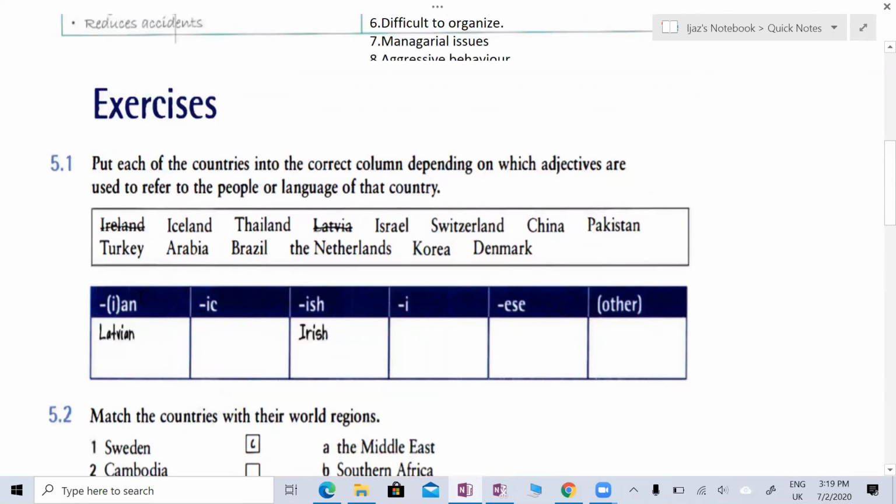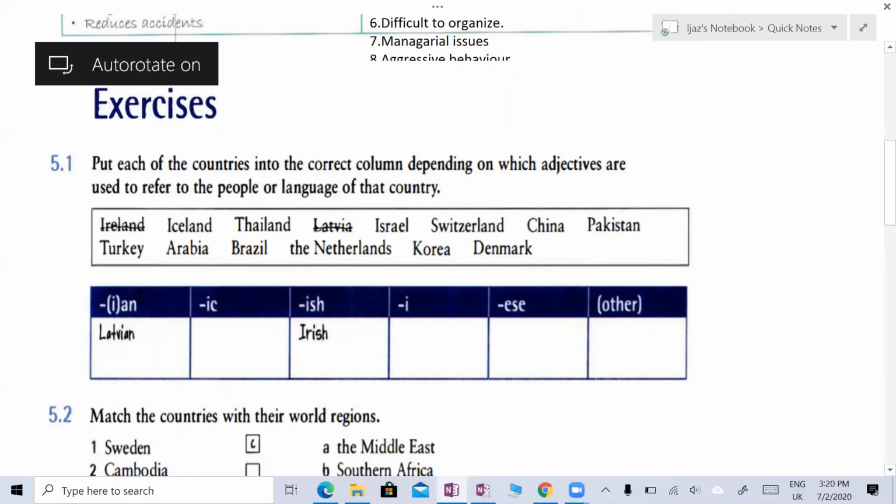Can I have someone who can read the question, exercise 5.1? Okay, I'll read. Yes, please. Okay. Exercise 5.1. Put each of the countries into the correct column depending on which adjectives are used to refer to the people or language of that country. Right. We have Ireland, Iceland, Thailand, Latvia, Israel, Switzerland, China, Pakistan, Turkey, Arabia, Brazil, Korea, and Denmark. Okay, so these are different countries from different world regions, right?